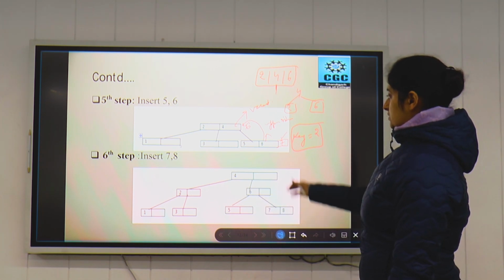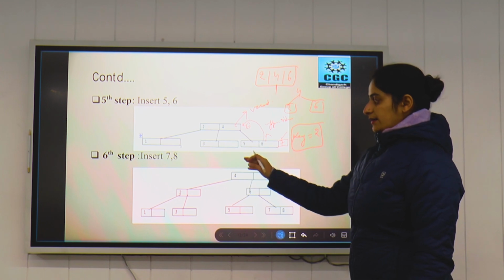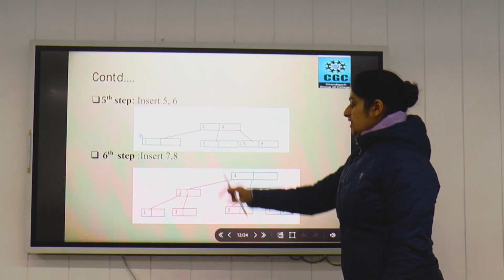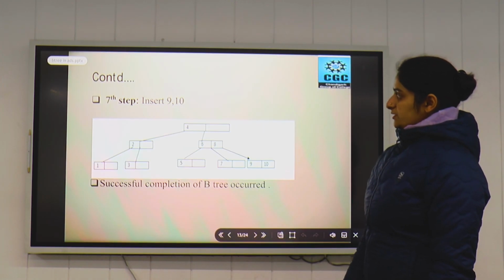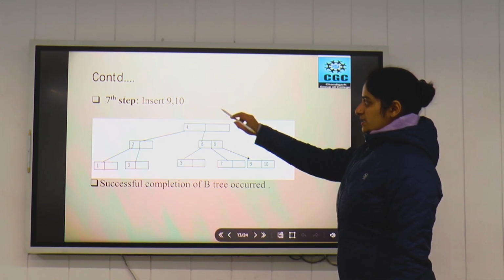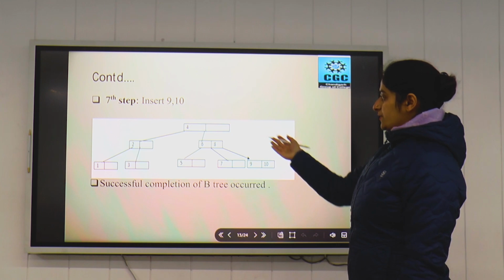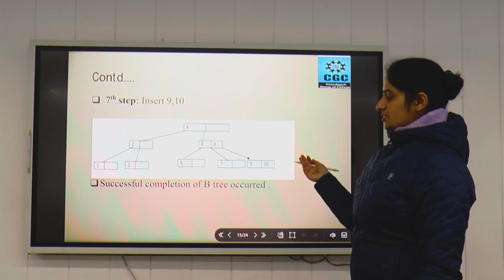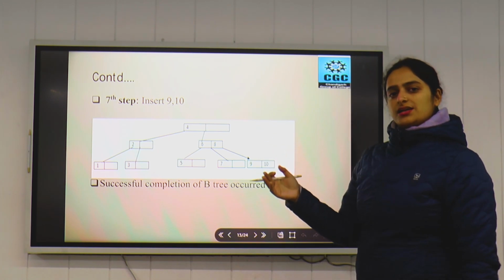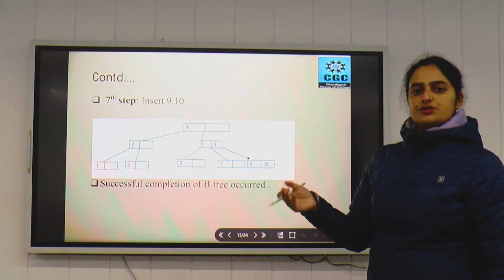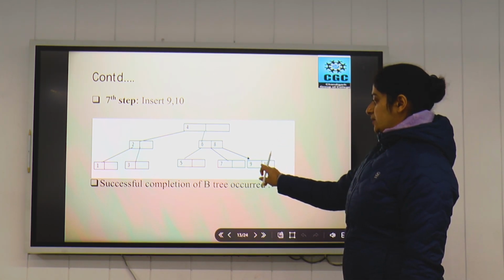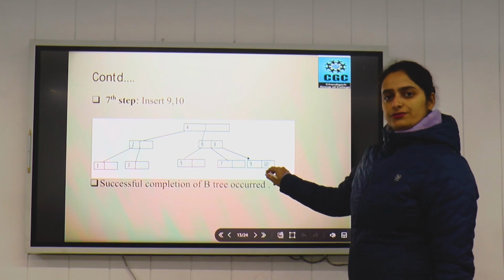So this is how the arrangement of 7 and 8 node is going to occur in this particular example. Now come to the further part. In the 7th step, I have to insert 9 and 10. I have the perfect space where I can insert 9 and 10 directly without making any rearrangement. So 9 and 10 are again going to be inserted in the leaf node.